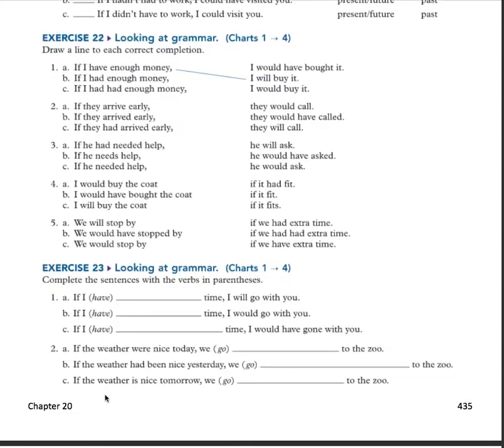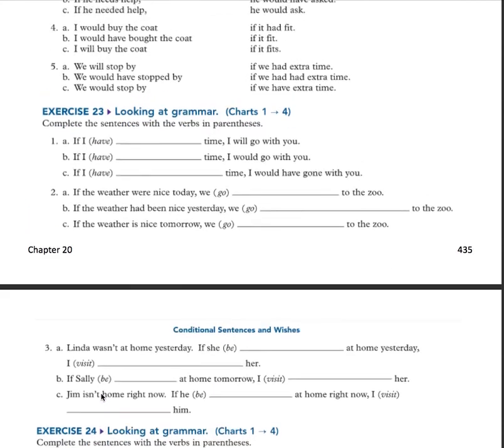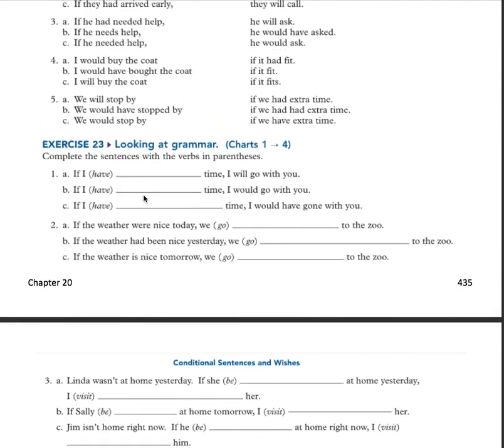Okay. Now, look at exercise 23. On exercise 23, it says complete the sentences with the verbs in parentheses. Let's do number 1. Look at the if clause, look at the result clause. The result clause will help you determine what form the if clause is going to be. And over here, the if clause verbs are going to help you determine what form the result clause verbs are going to be. If I blank time, I will go with you. Will go. So it's okay, this is real in the present future. So if I, simple present, if I have time.